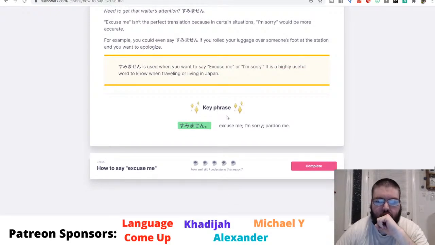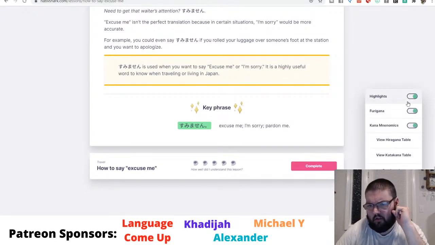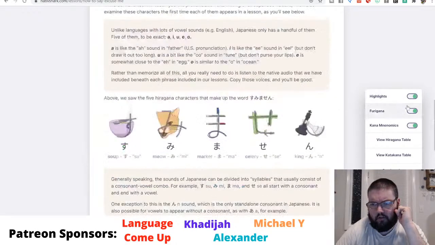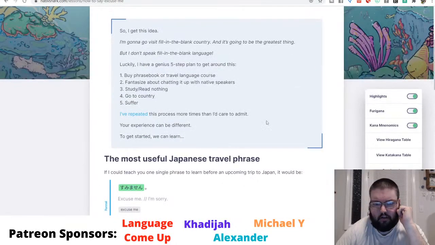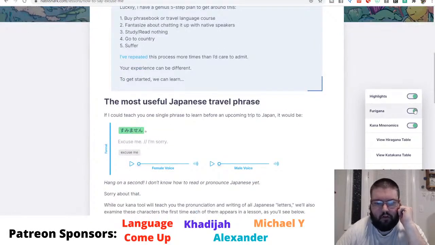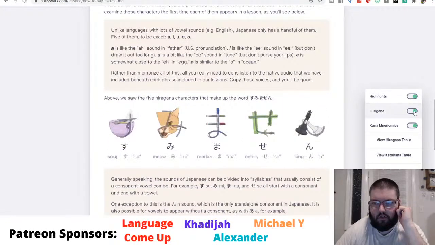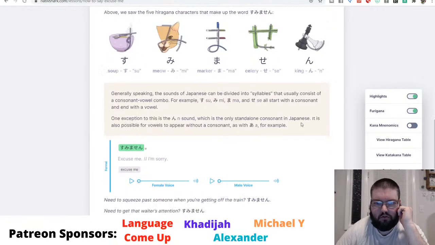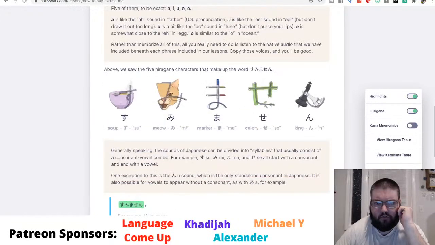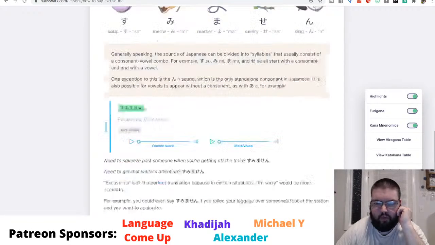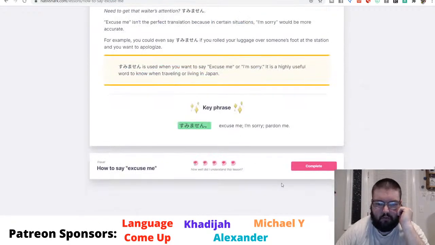Key phrase. Sumimasen. Let's see what this right here is. Highlights? I don't know what that's taken off. Oh, okay, highlights. It's highlighting the hiragana, which you would not see in this lesson because there's no kanji. Okay. Kana mnemonics, which I figured would be those, but I don't know. Okay. View hiragana table, katakana table. Okay. And, alright, cool. So, I understood that perfectly because I know that, and we're going to click complete.